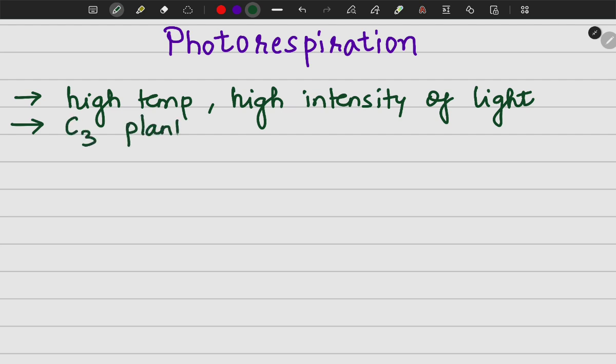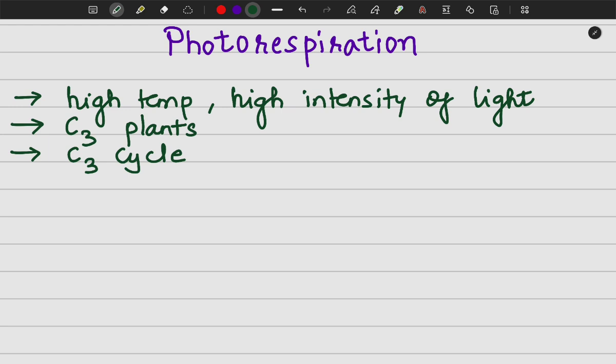Alright? So photorespiration is specific to the C3 plants, and photorespiration is not observed in C4 plants. So if you remember, in the C3 plants we studied about the C3 cycle or the Calvin cycle, where the carbon dioxide from the atmosphere was fixed into carbohydrates or sugar, right? And there were 3 steps.